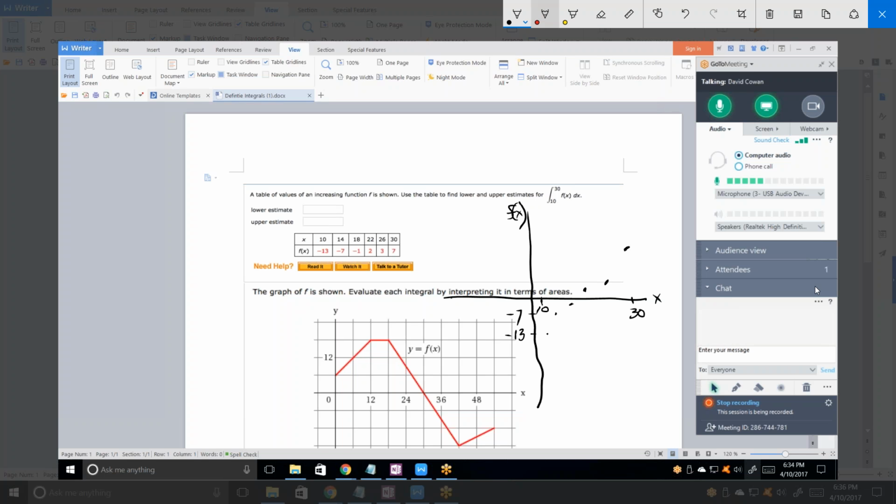Well, this is a little tricky. Typically, if I have a function that's always increasing, well, left-hand endpoints underestimate it, right-hand endpoints overestimate it. Okay? So that's what I'm going to do in this function. I'm going to use left-hand endpoints and right-hand endpoints. So the lower estimate I'm going to do in red.